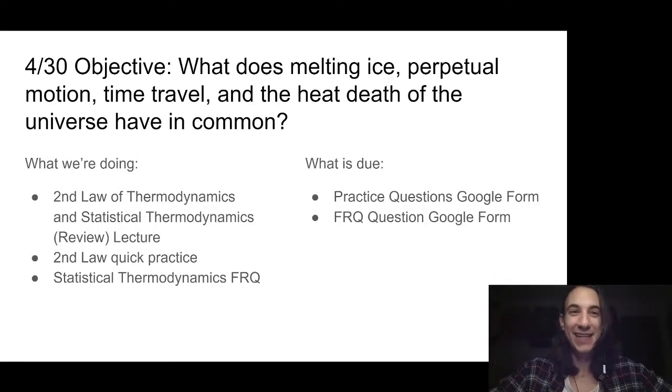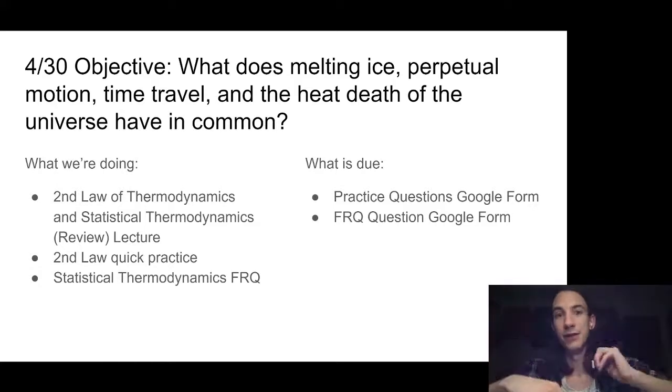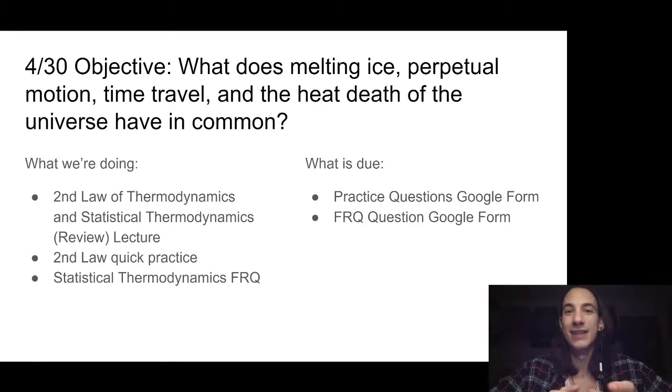But what we're looking at here is this cool overall objective, because it sounds really gimmicky, because it's taking all these cool ideas in physics. But actually all these things are related in a pretty obvious way. So we want to figure out and be able to explain, what does melting ice, perpetual motion, time travel, and the inevitable heat death of the universe have in common?